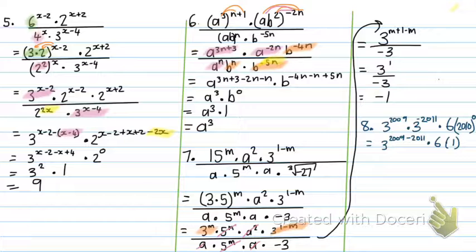2009 minus 2011 is negative 2. So it's going to be 3 to the power negative 2 times 6. To get that negative 2 positive, I take that whole thing to the bottom. It becomes 6 over 3 to the power 2. That is 6 over 9, and that is 2/3.